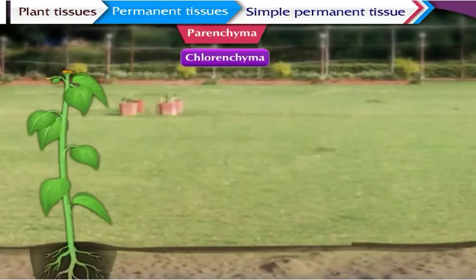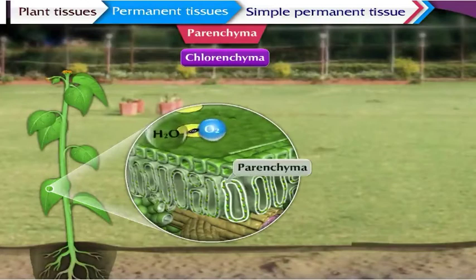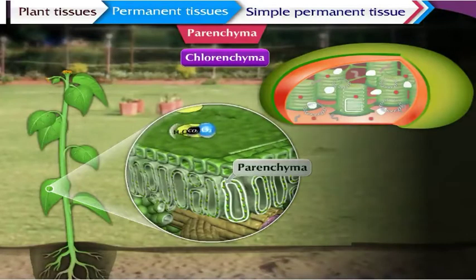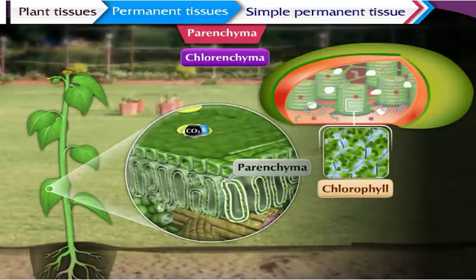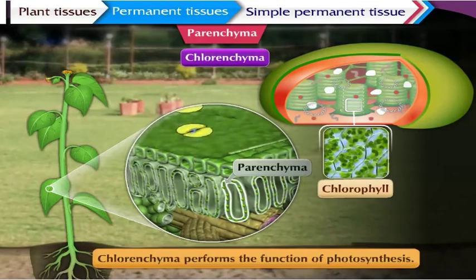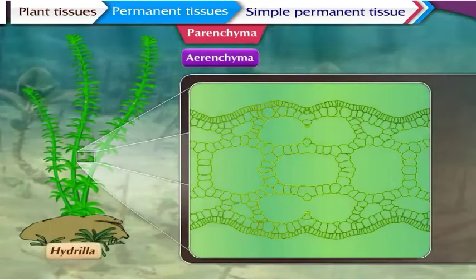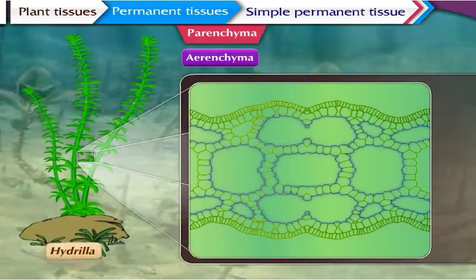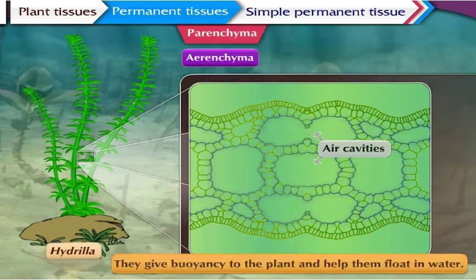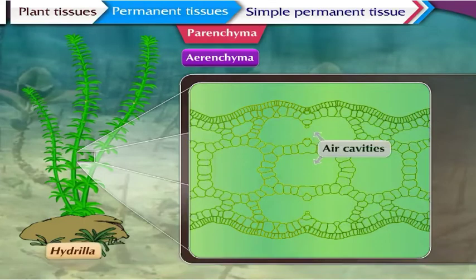Chlorenchyma. The leaf of the plants contain parenchyma. The chloroplast present in them contains chlorophyll, hence the tissue is called chlorenchyma. It performs the function of photosynthesis. Arenchyma. In aquatic plants, the intercellular spaces form large air cavities. They give buoyancy to the plant and help them float in water. Such parenchyma is called arenchyma.